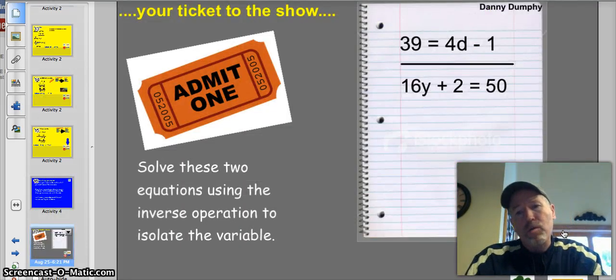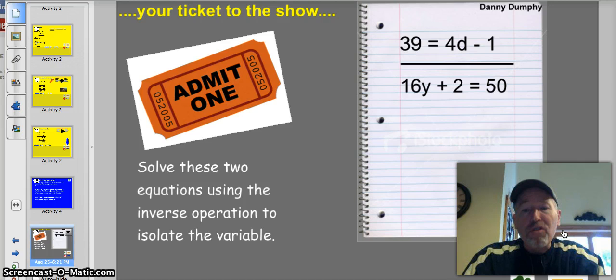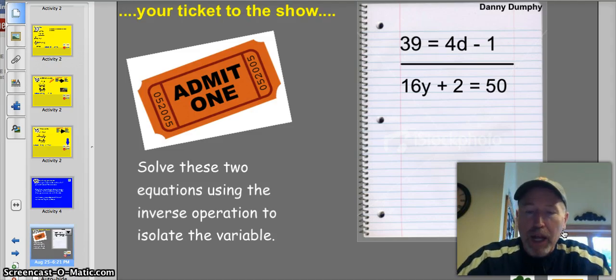All right, here you go. You got 39 equals 4d minus 1. Now you got 16y plus 2 equals 50. Those are your 2 tickets. You bring me those and I'll give you the keys to Mr. McKegg's truck. Not really, but we can pretend. All right, there you go.